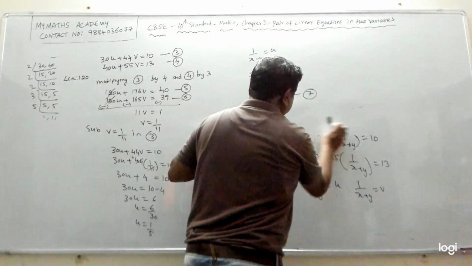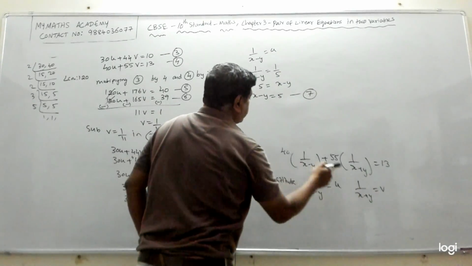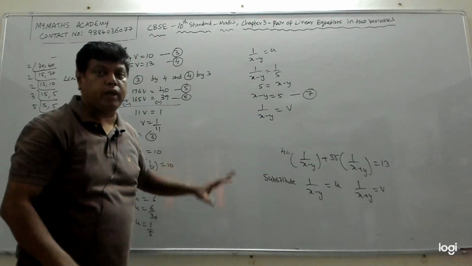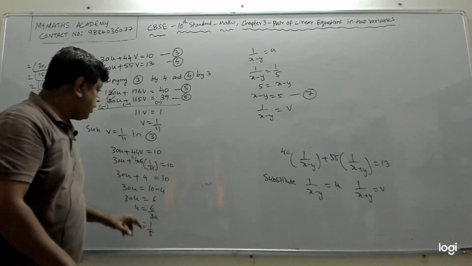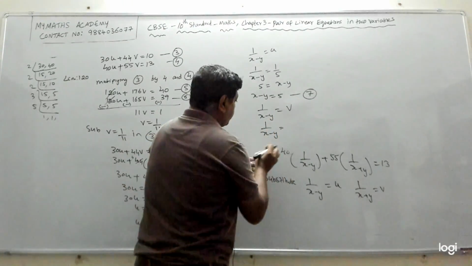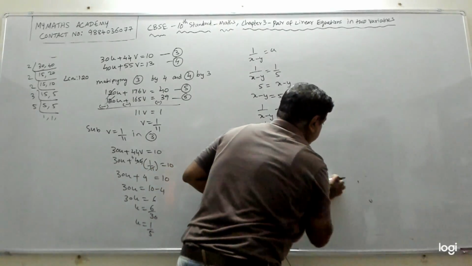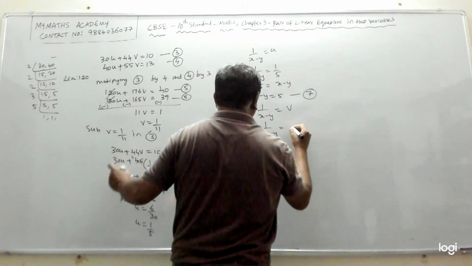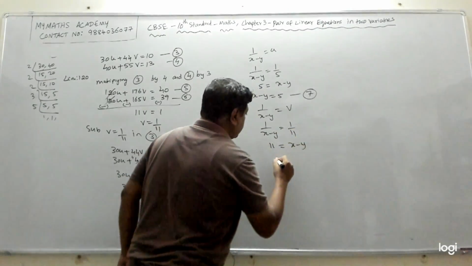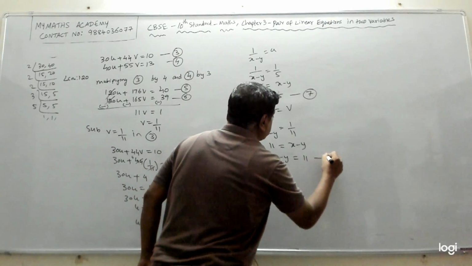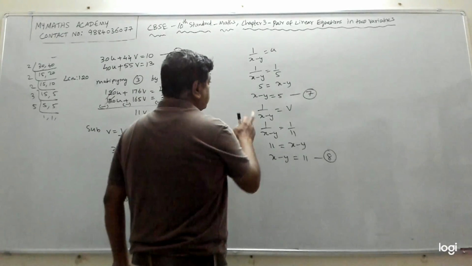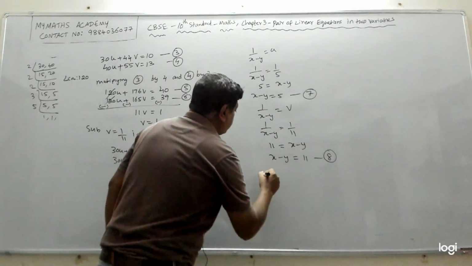Now let's take the second one. What is the second one? This one, 1 by x minus y. 1 by x minus y is v. So we have to find the value of x and y after finding u and v. 1 by x minus y is equal to v, and v is 1 by 11. So cross multiply: 11 equal to x minus y. So you'll get x minus y equal to 11. So this is your 8th equation. Clear?